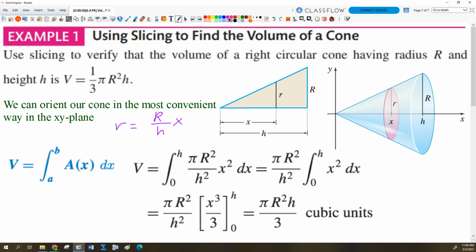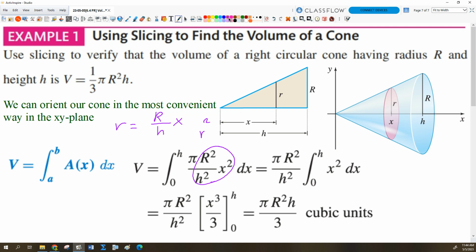And so we could just integrate then. We would just do pi times r squared. Well, there's r squared right there, right? Pi r squared times dx, the thickness of each slice, from 0 up to h. Okay, we can do it that way too.